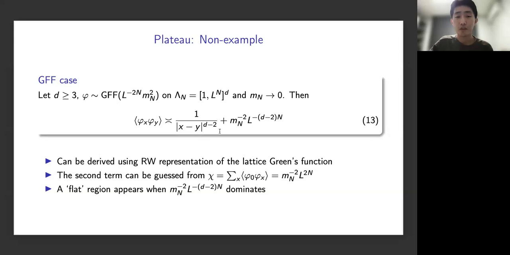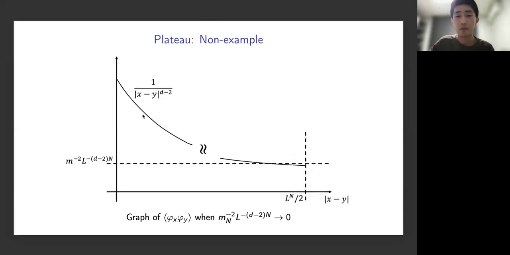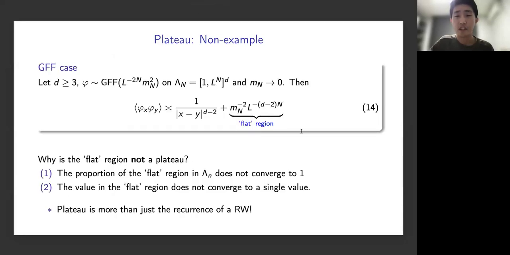From this formula, you can observe that a flat region appears when this term dominates. For example, if you plot the graph of the 2-point correlation function as a function of the distance between x and y, then initially it decays polynomially, but when the distance gets larger and m_n to the minus 2 times L to the minus d minus 2n dominates, you see a flat region appear. However, this is not the plateau.